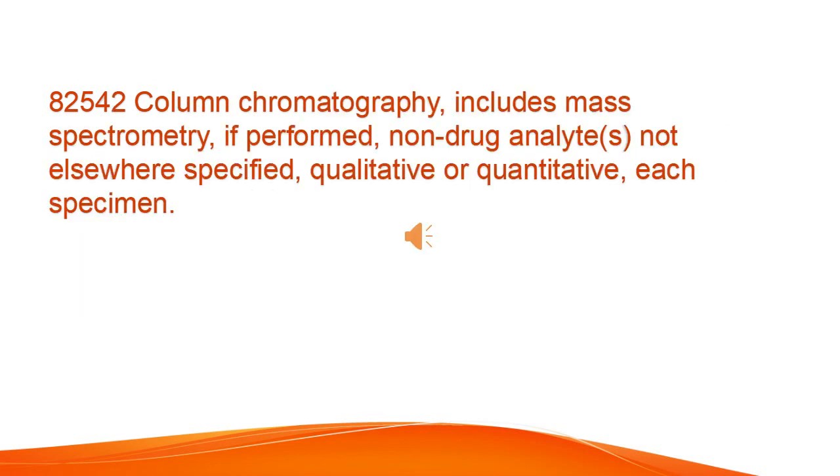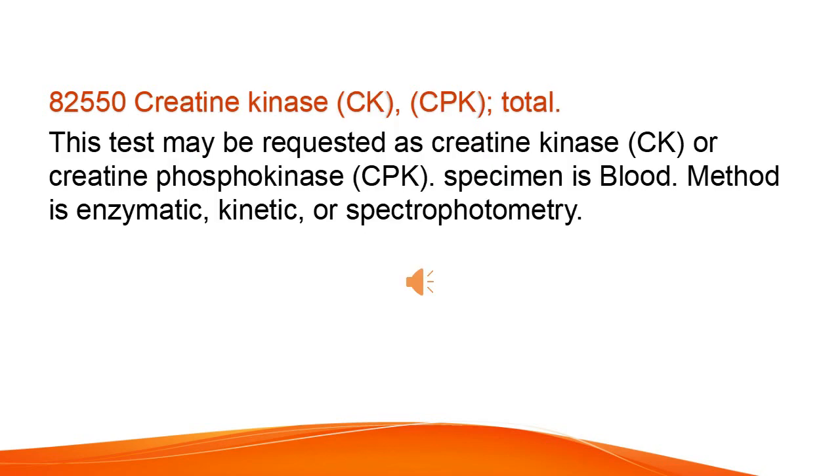Column chromatography includes mass spectrometry, if performed, non-drug analyte, S, not elsewhere specified, qualitative or quantitative, each specimen. Creatine kinase, CK, CPK, total. This test may be requested as creatine kinase, CK, or creatine phosphokinase, CPK. Specimen is blood. Method is enzymatic, kinetic, or spectrophotometry.